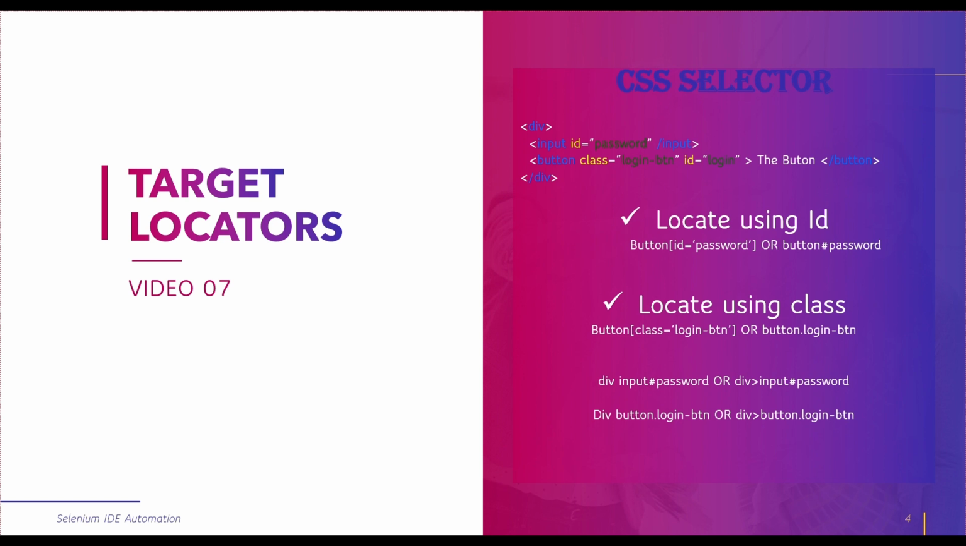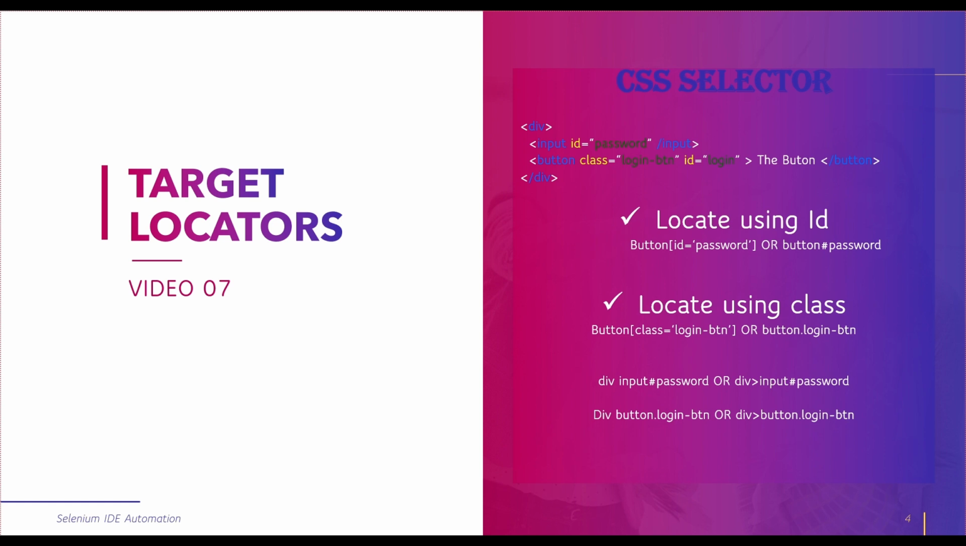Now we move to CSS selectors. So we assume we have this code in our dev tool. To pick the ID, we use square bracket id equals password, or the tag name then hash password. That's for ID. For class, we do square bracket class equals the value of the class, login button, or button dot the value of the class directly.